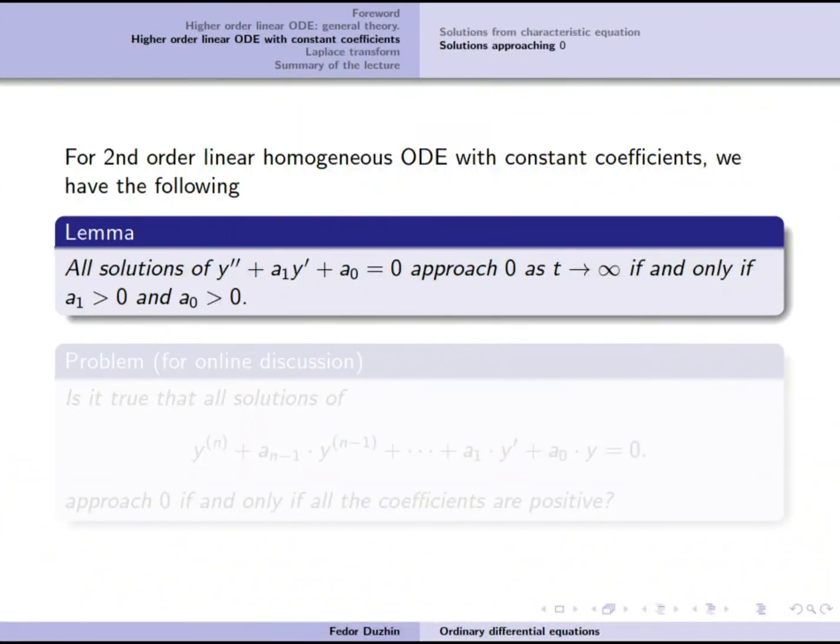So now I will conclude with a very, very cute problem. First, recall that we have learned that for second order linear differential equations with constant coefficients, we made the following observation, that all solutions approach 0 if and only if both coefficients are positive. That's what the previous lecture was dealing with, so then damped oscillations.